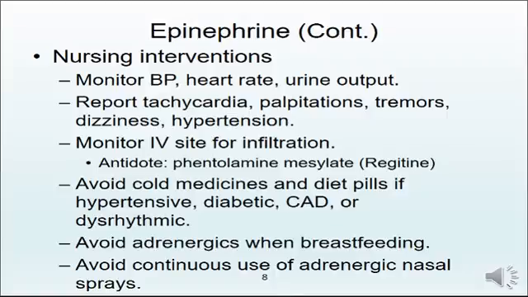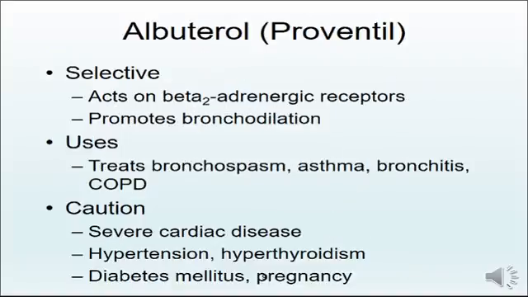You want to monitor the urinary output, making sure you have good renal perfusion with 30 cc's an hour of urine minimum. Albuterol is a selective beta 2, working directly on the lungs to promote bronchodilation.